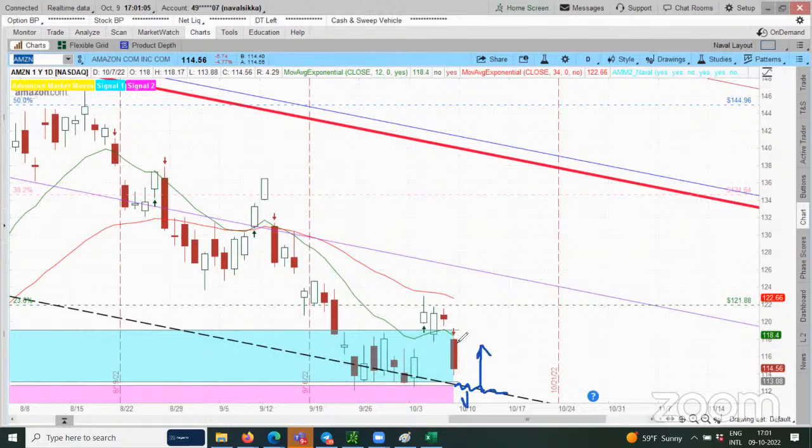If it bounces, it will try to test the 12 EMA first. If it holds above and closes above, it will try to fill the gap. If it fills the gap, it will try to find the next resistance, which is the 12 EMA and this 23.6 Fibonacci. So when it is bouncing, you need to look at the levels where it will find resistance, and you can exit your positions there.